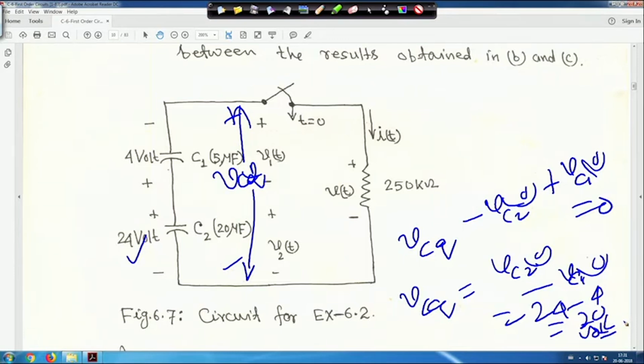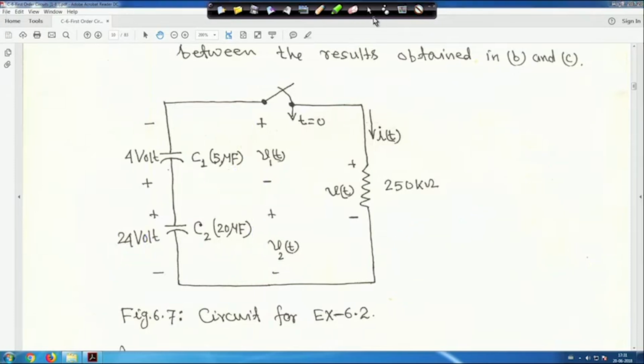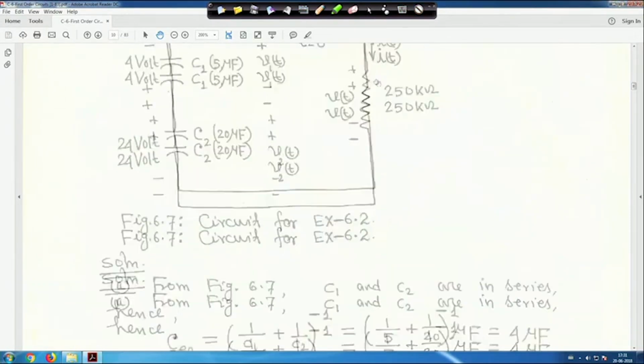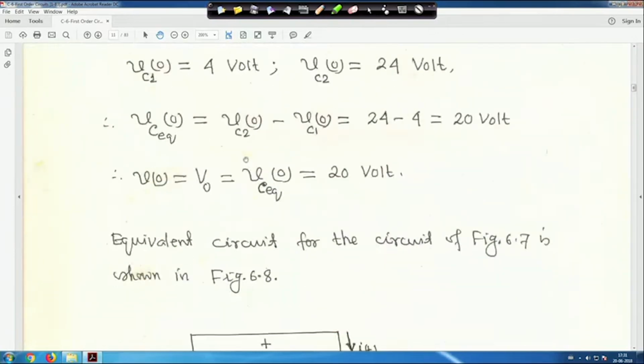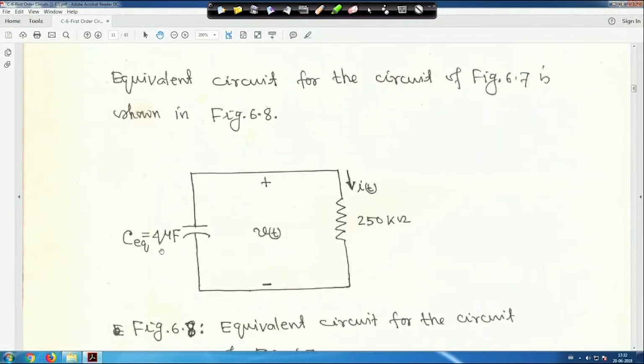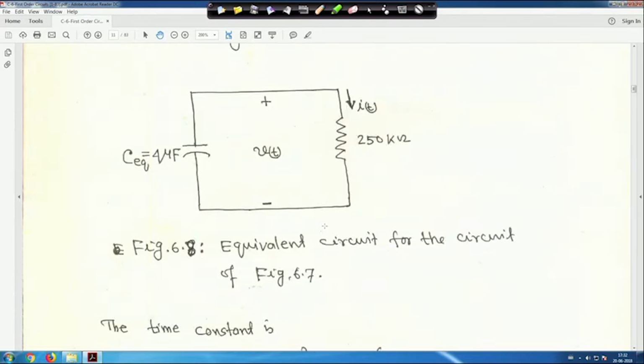So, this is Vceq(0), if you look at it like this. That is why Vceq(0), which is capital V0, is equal to 20 volt, because this is the equivalent circuit, the source-free RC circuit whatever you have done. This is 4 microfarad and here it is 250 kilo ohm, and in the same way we are drawing Vt. This is the equivalent circuit of that one, right.